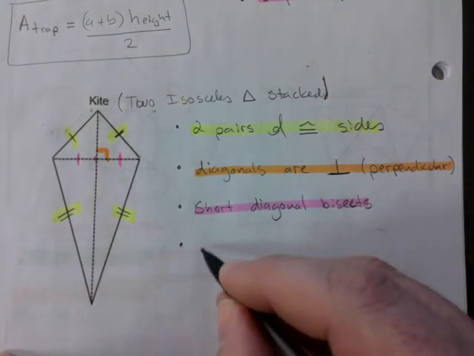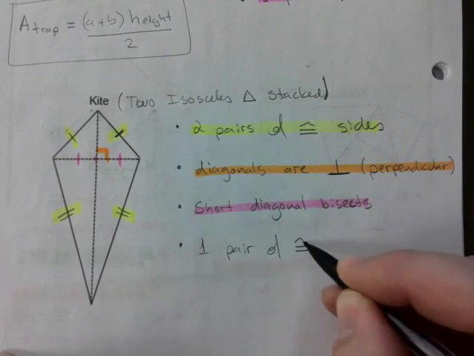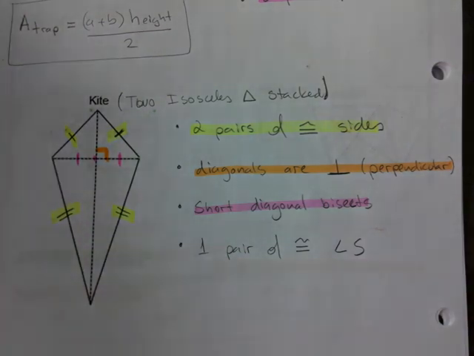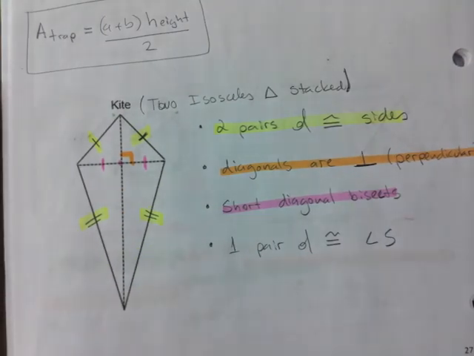And last but not least is one pair of congruent angles. So this one doesn't really have a pattern. Doesn't really have a pattern. I'm going to use green for that one.